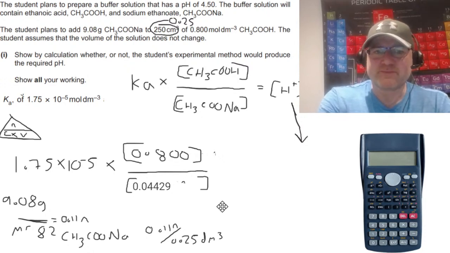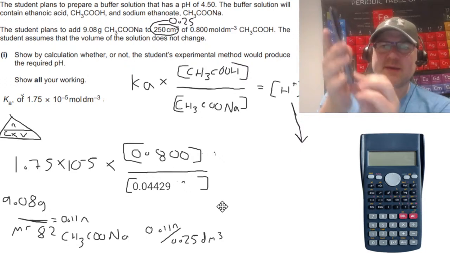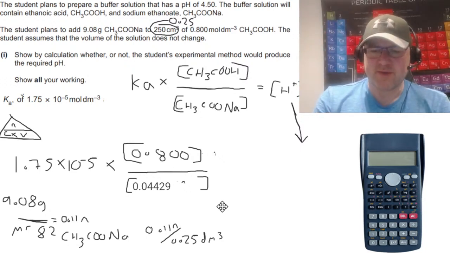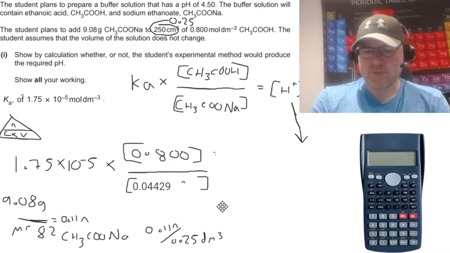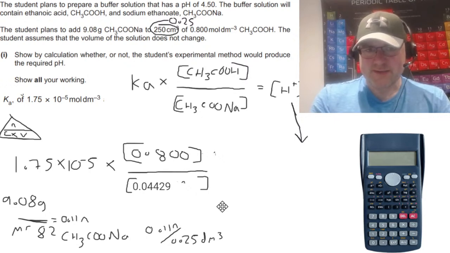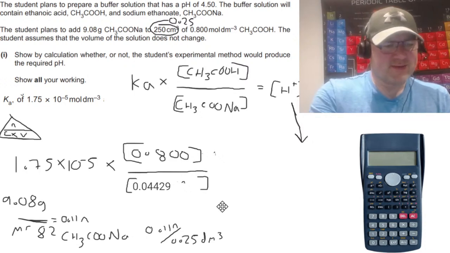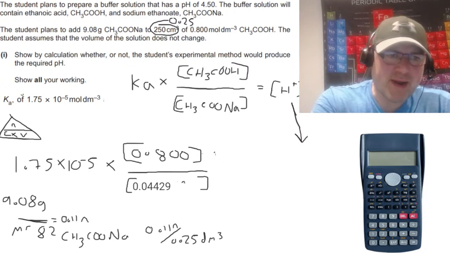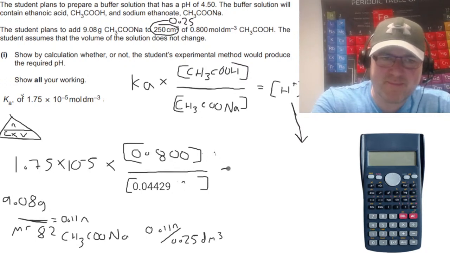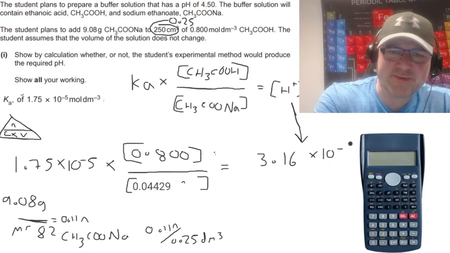Let's get the hydrogen ion concentration, then let's minus log it. So 1.75 in the calculator, hit the times 10 button, put the minus 5 in, that's your Ka. You now want to multiply that, brackets, by 0.800 moles. And then we want to divide that by 0.04429. Let's see what we get. Apparently, we get 3.16 times 10 to the minus 4.